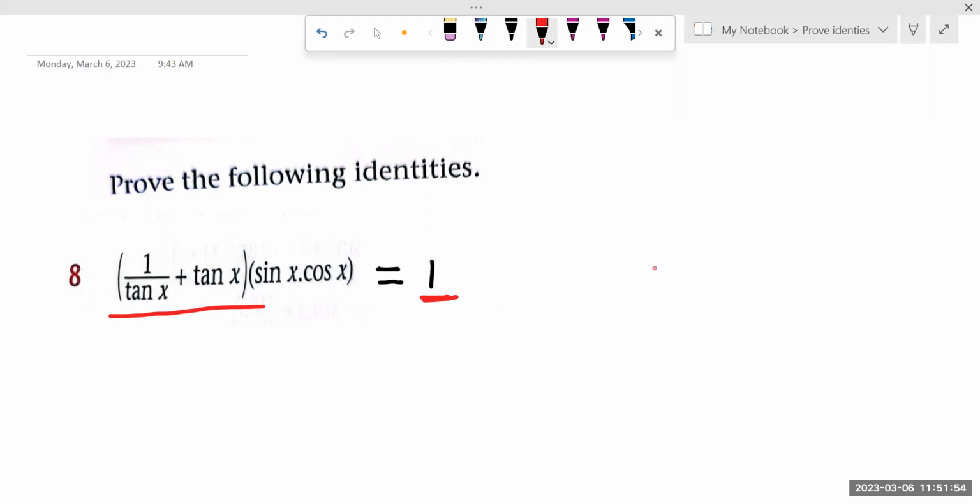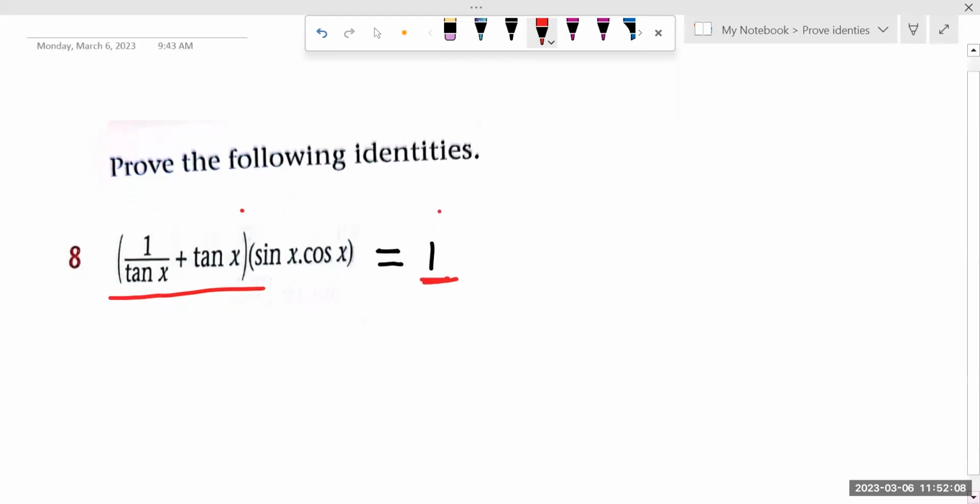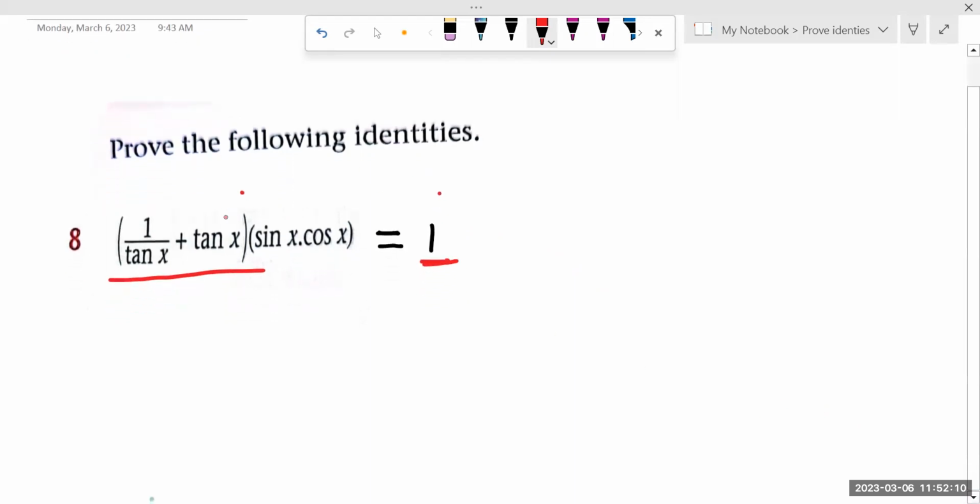Now, sometimes it happens that even the right-hand side is not as simple, so you also have to simplify that side. Sometimes you simplify the left-hand side and then you also simplify the right-hand side. How do we go about doing this then? We'll say, okay, we are supposed to prove that this is going to be equal to 1.